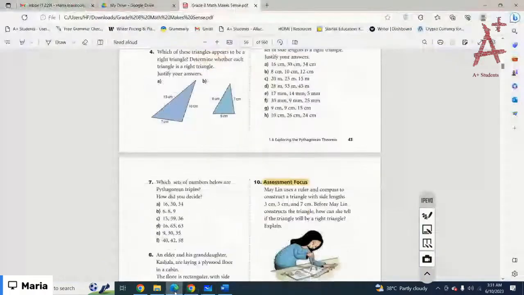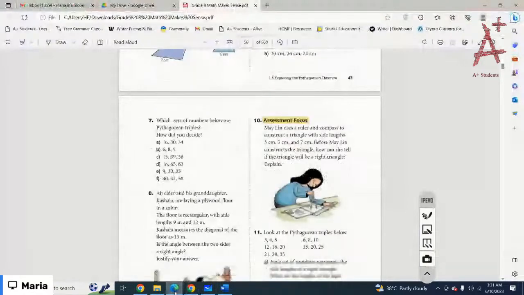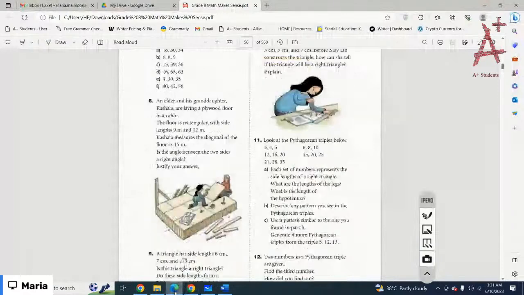Okay, for question number 7, you have to do the same thing. Got it? Just look at question number 8. An elder and his grandmother Kashala are laying a plywood floor in a cabin. The floor is rectangular with the sides 9 meter and 12 meter. Kashala measures the diagonal of the floor as 15. Is the angle between the two sides a right angle?